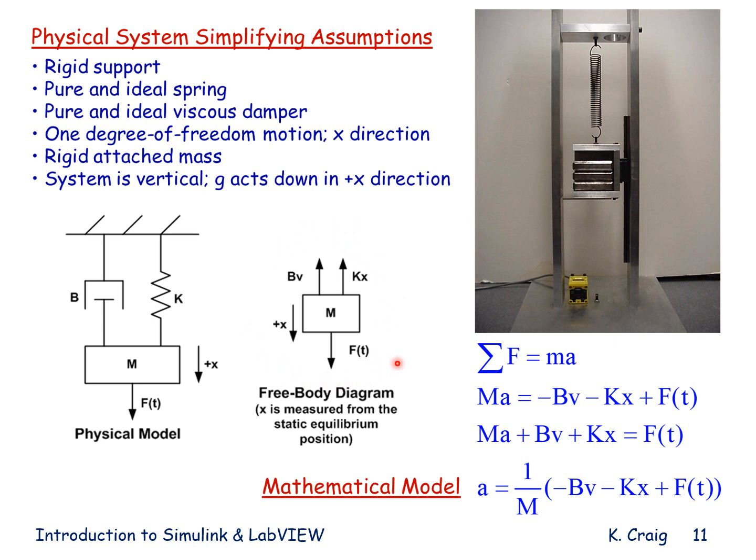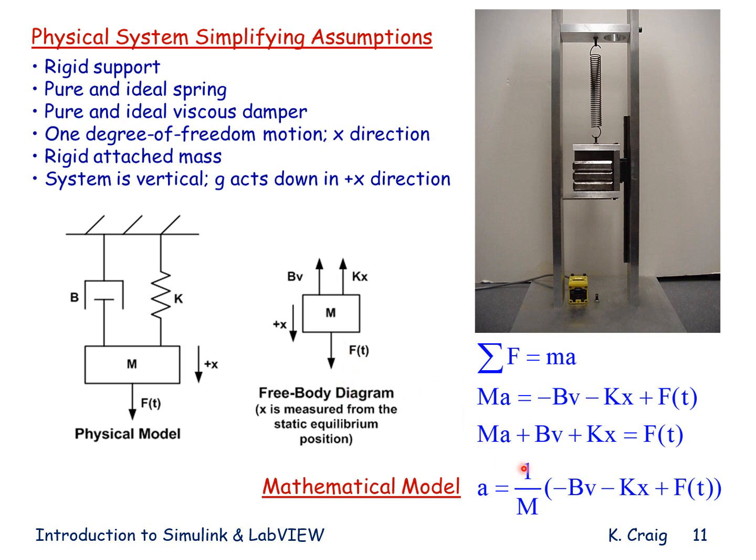To get the mathematical model, I apply Newton's second law, which says the summation of these forces will equal mass times acceleration of this mass, the absolute acceleration, the acceleration measured with respect to ground. Summation of forces equals mass times acceleration. So mass times acceleration, with acceleration acting positive down, equals what forces? Minus b times v minus k times x plus f of t.